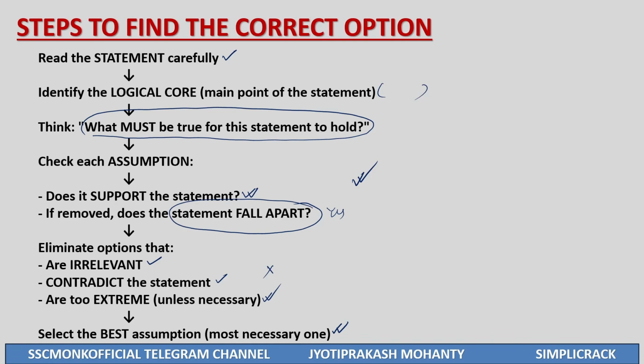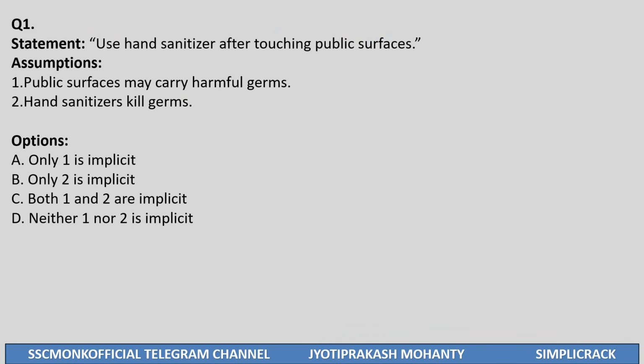Now I have given you theoretical gyan, right? Now it's time to understand how this theory will be implemented in reality. So we'll start with the question. First question: use hand sanitizer after touching public surfaces. So whenever you touch public surfaces, you have to use hand sanitizer. The first assumption is that public surfaces may carry harmful germs. So this is my assumption 1.